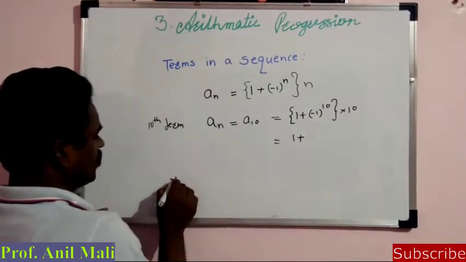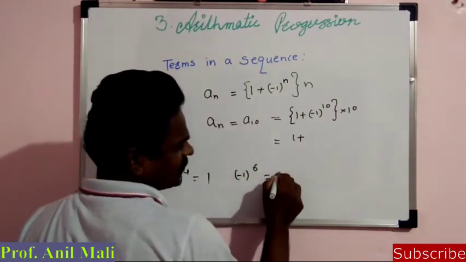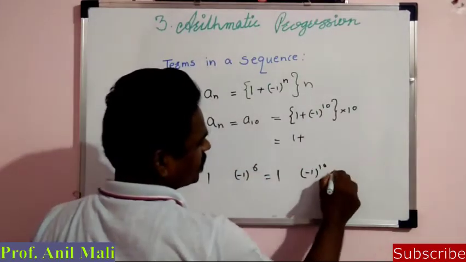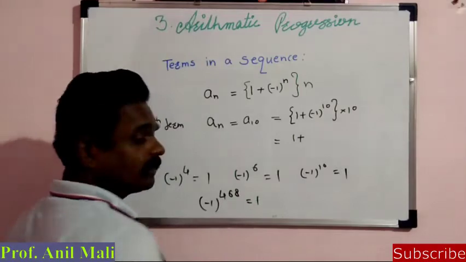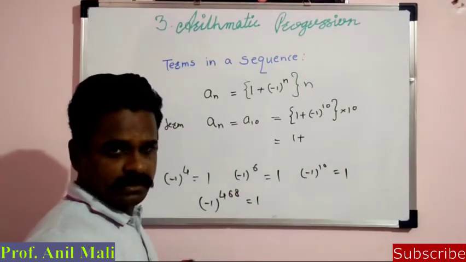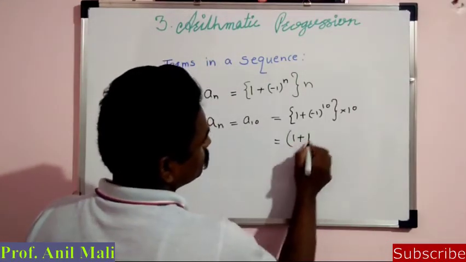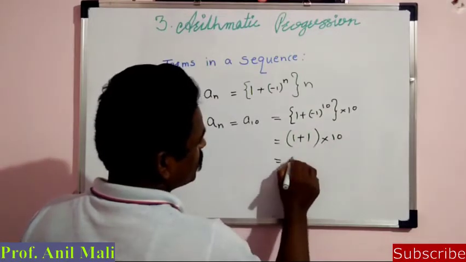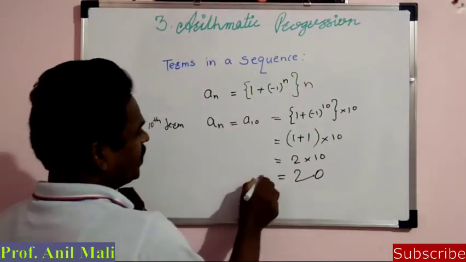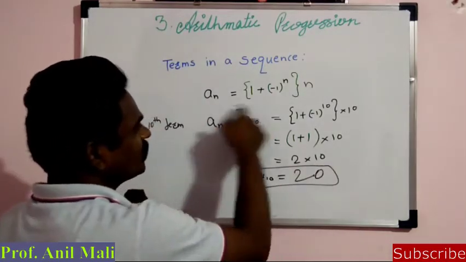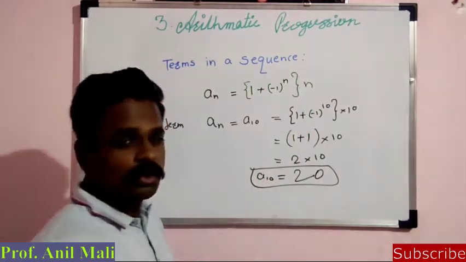And if you take minus 1 raised to 4, it is plus 1. Minus 1 raised to 6 is plus 1, minus 1 raised to 10 is plus 1, minus 1 raised to 468 is plus 1. Now, minus 1 raised to 10 means plus 1, into this 10. So 1 plus 1 is 2, and 2 into 10 is 20. So the 10th term of the given sequence is a10 equal to 20.